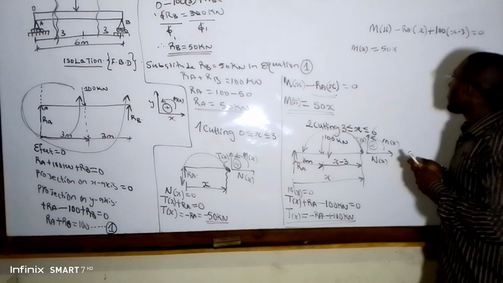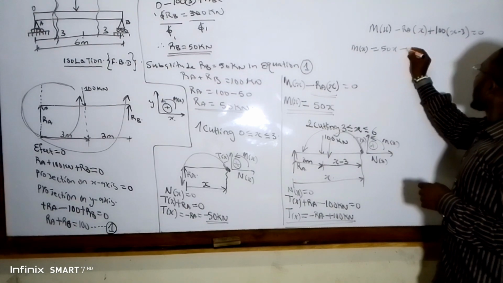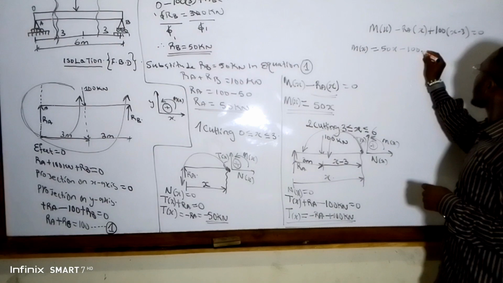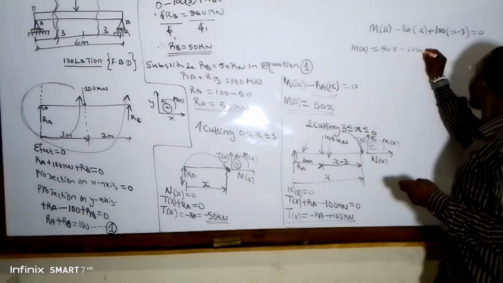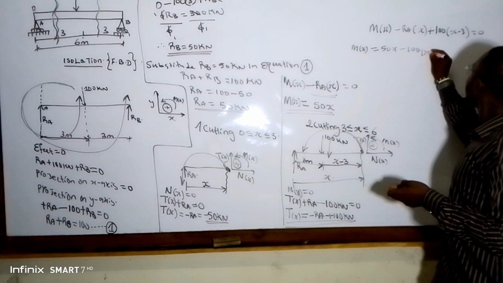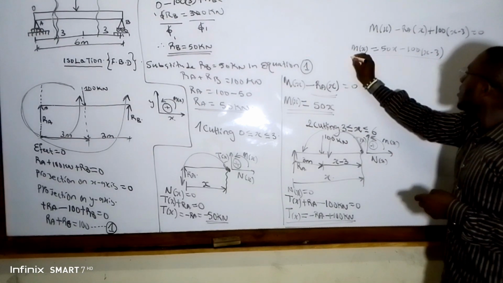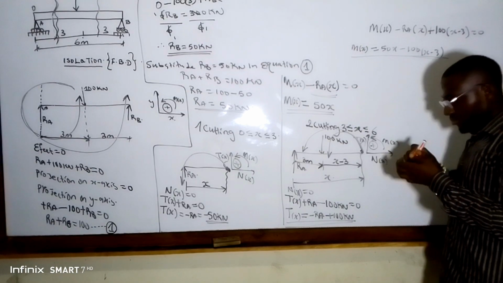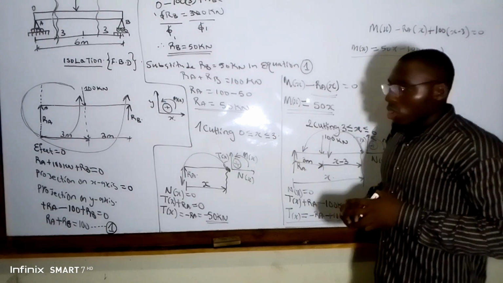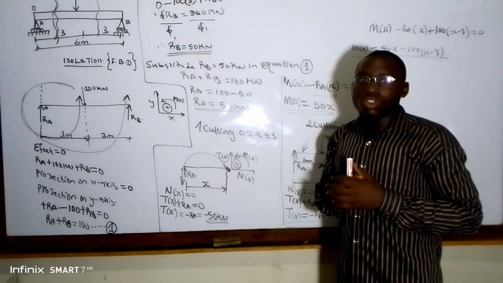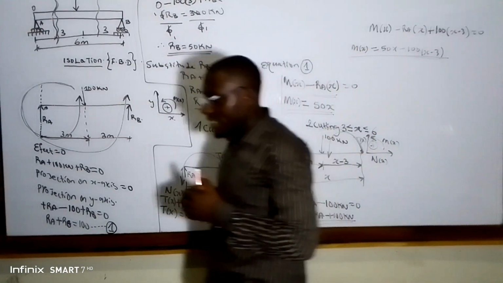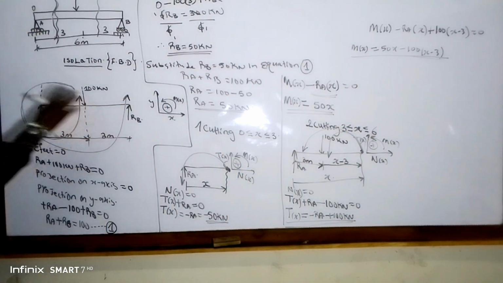So guys, thank you very much. So we have this minus 100. If you want to expand 100, guys, let's leave it like this, x minus 3. So guys, this is our M of x for the second cutting. So guys, we can now move ahead to draw the shear force and bending moment diagram. So guys, you can take a look at it.